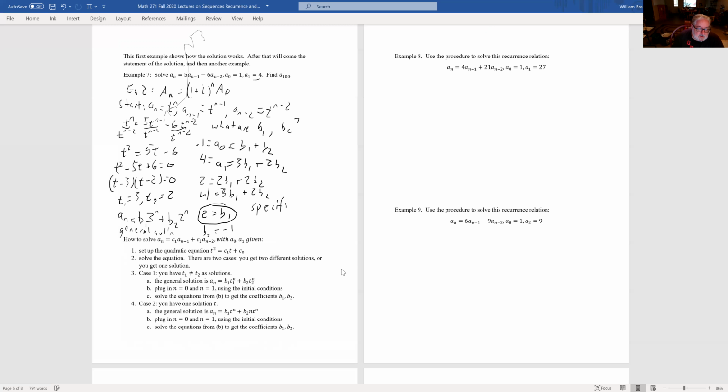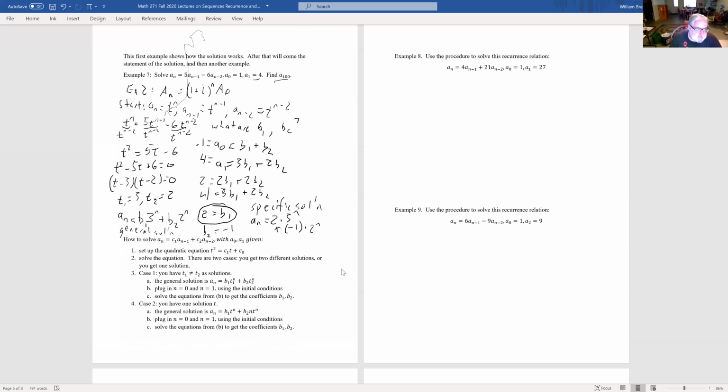So that tells me the specific solution. a_n equals B1, which is 2, times 3 to the n, plus B2, which is minus 1, times 2 to the n. And if I want to know a_100, well, I can actually calculate that now. I just plug n equals 100 into this equation, and I can figure that out. It's a number with, how many digits does it have? 49 digits. It's a very long number.